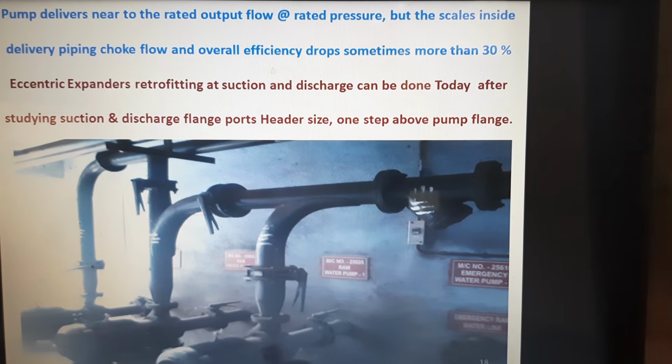Definitely the laminar velocity of the water is maintained. It's not turbulent at the pump delivery, and there is no strain at the suction. You can see the pressure is not dropping at the suction, and the pressure is also not choked at the delivery point, especially at the delivery where you have to go for an expanded eccentric expander pipe fitting at the suction and delivery to maintain a smooth flow across the pump as such.